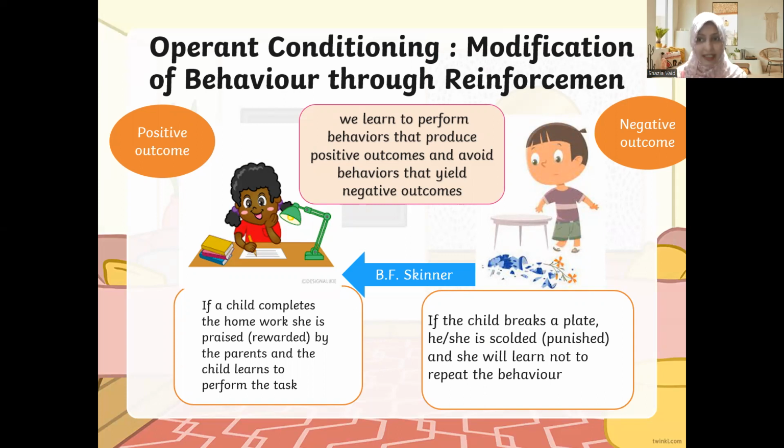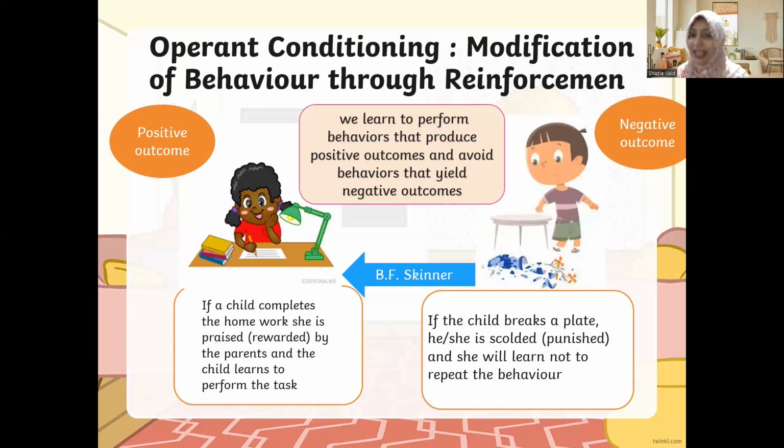If the child completes the homework, the parent comes and praises the child. What will happen to the child? Will the child increase that behavior? Will the child start doing the homework? Yes. If there is a positive outcome, meaning the child got that praise, that was a reinforcement. When the child got the praise and the outcome was positive, the child will learn to do that behavior again and again. The child will repeat that behavior.